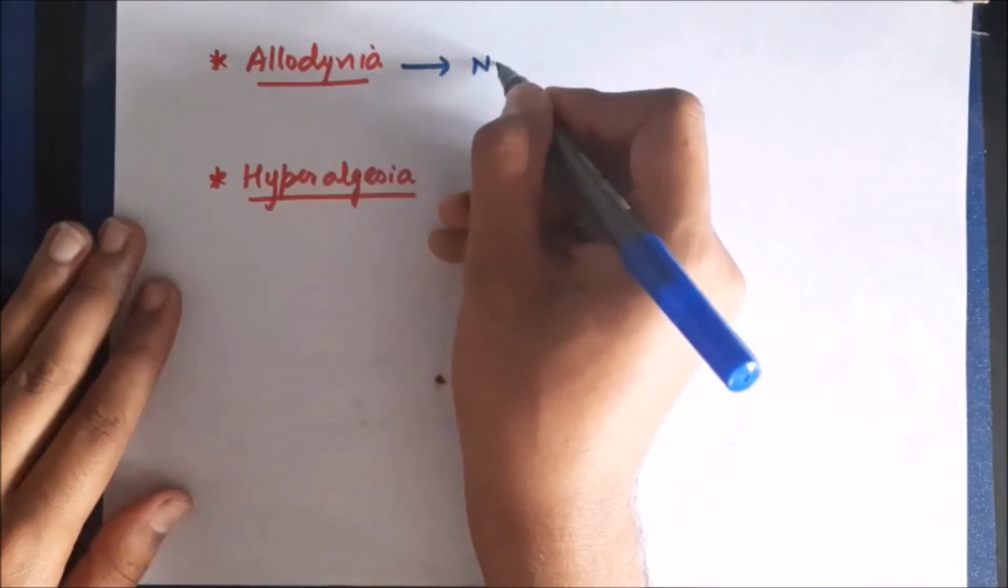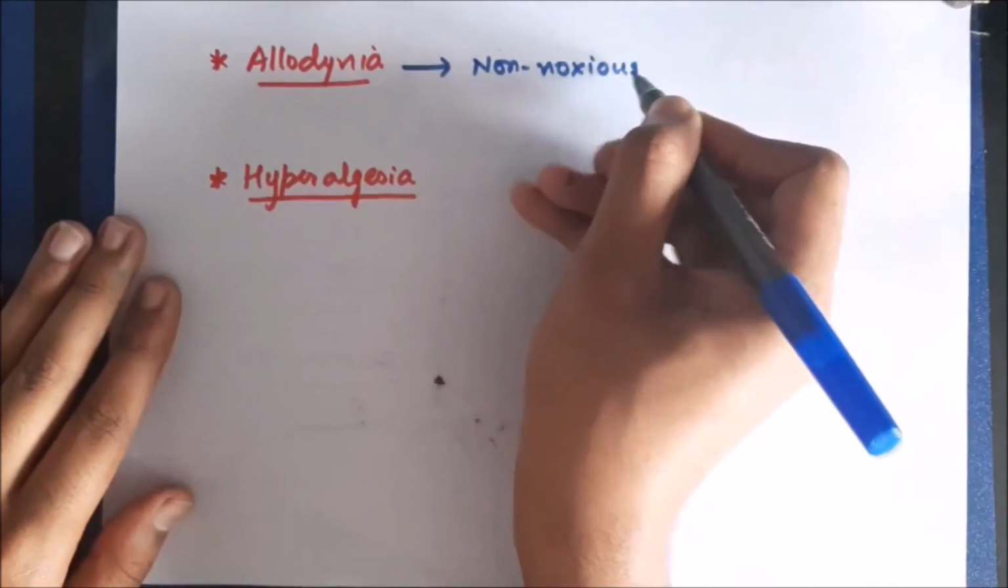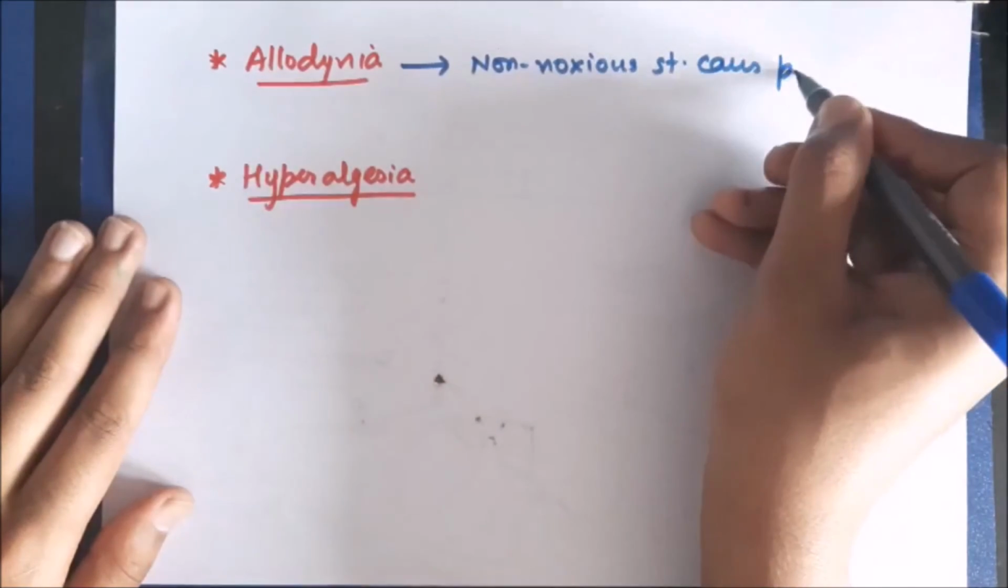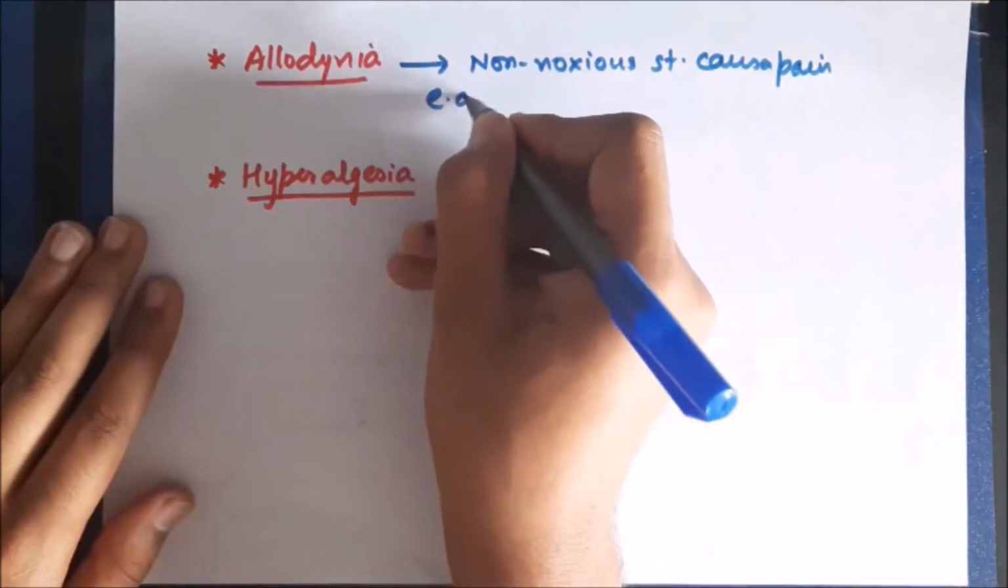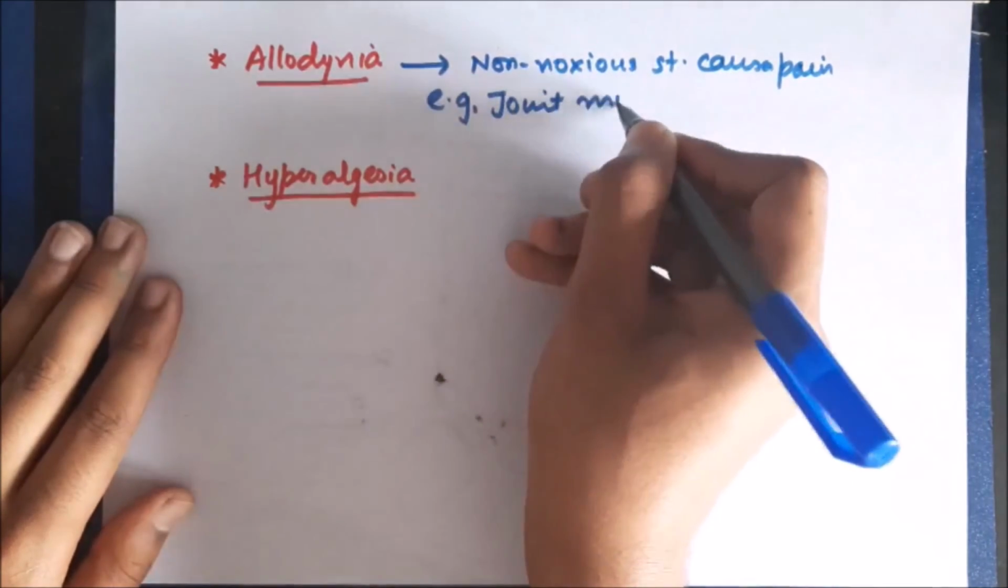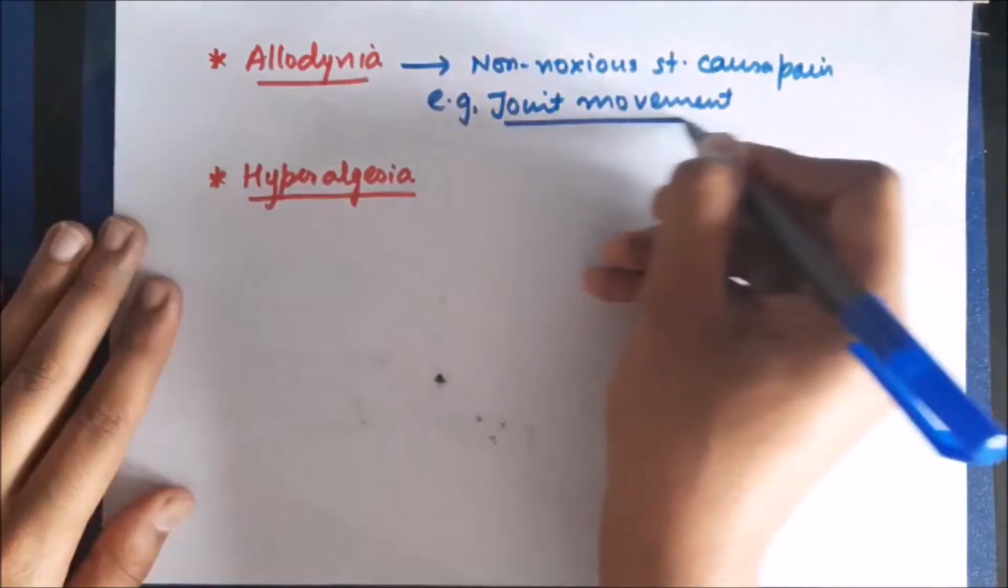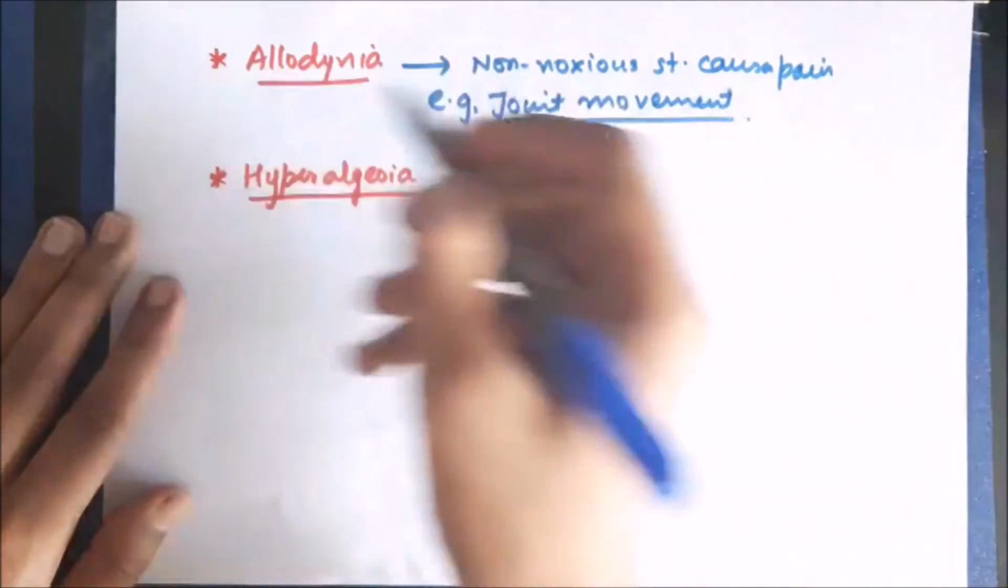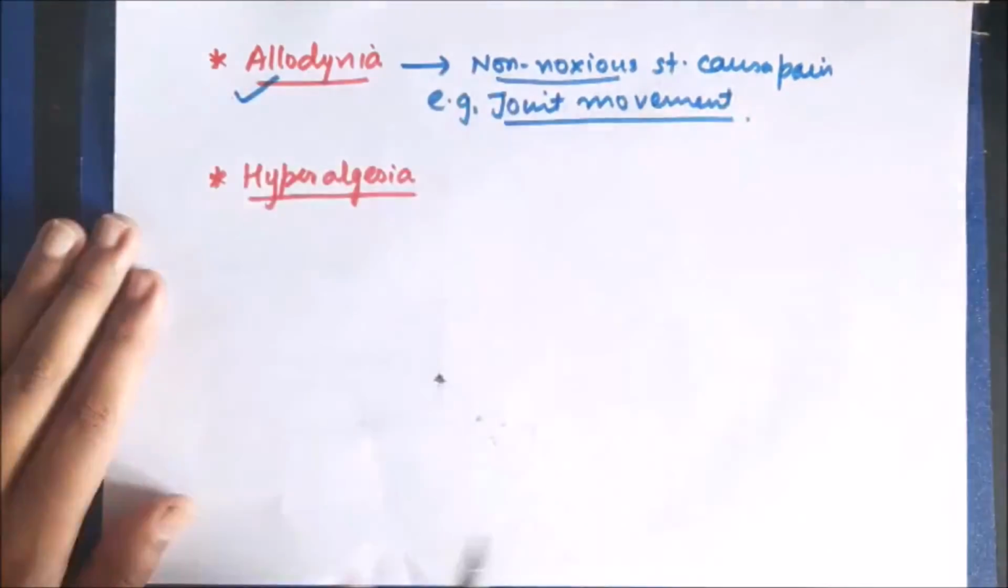Now there are certain other terms that we should know. First is allodynia. Allodynia means whenever a non-noxious stimulus causes a painful sensation. For example, joint movement, which is normally a non-painful stimulus. If it causes pain, then the condition is called allodynia, caused by a non-noxious stimulus.